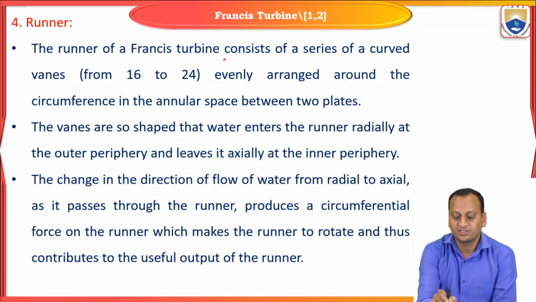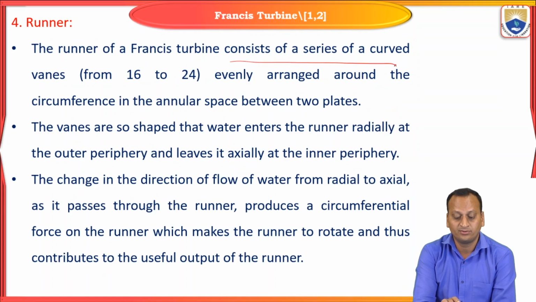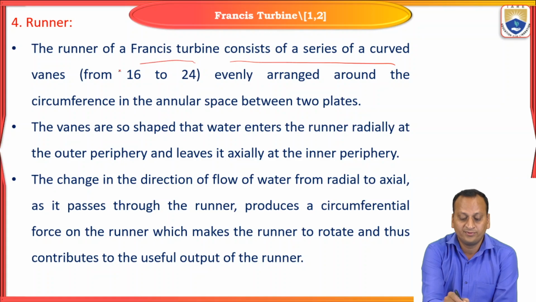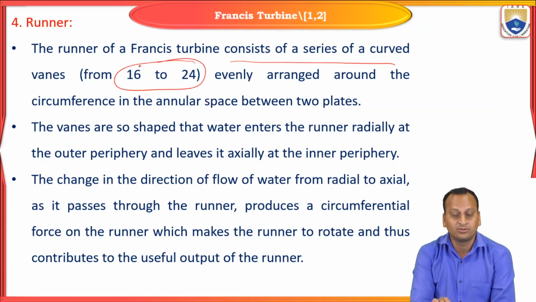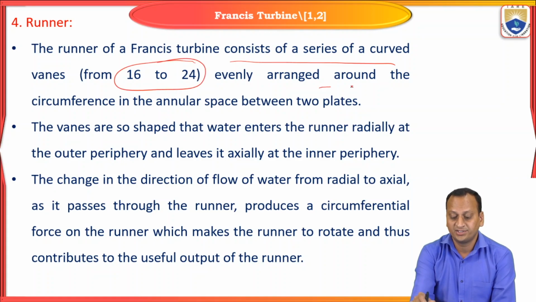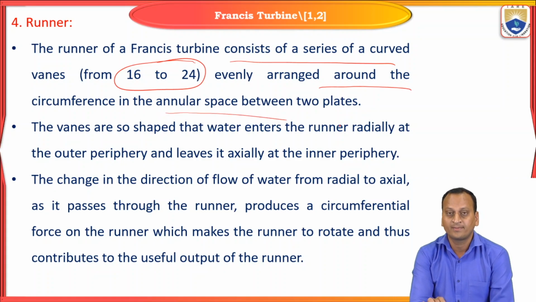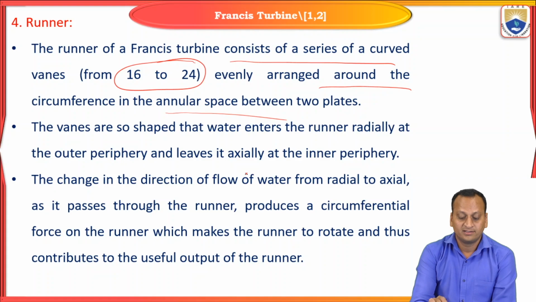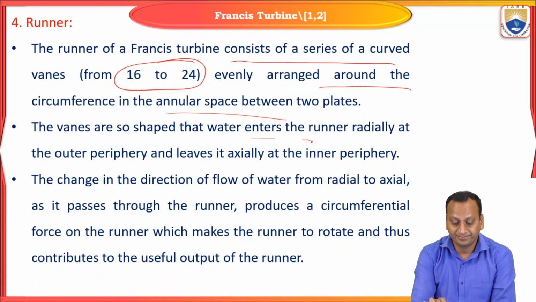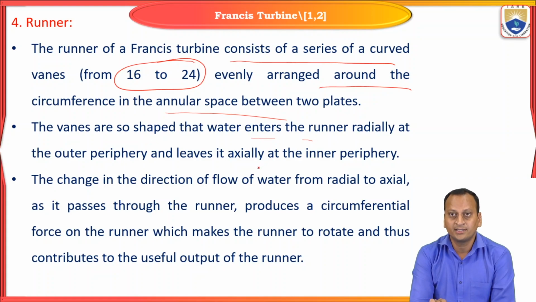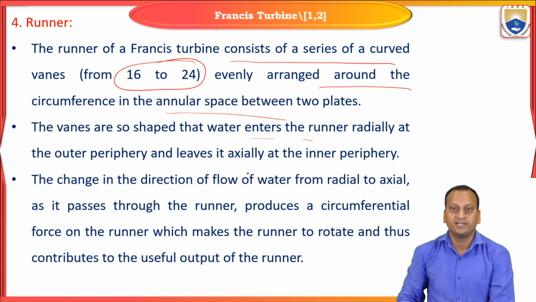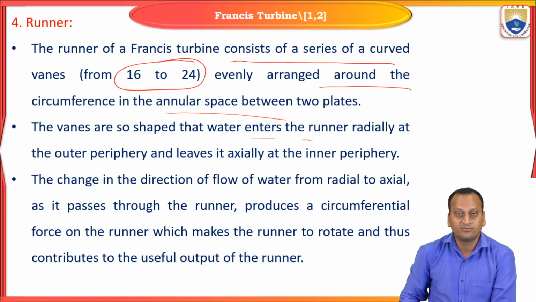Runner. The runner of a Francis turbine consists of a series of curved vanes. The number of vanes on a runner will be 16 to 24, evenly arranged around the circumference in the annular space between two plates. The vanes are so shaped that water enters the runner radially at the outer periphery and leaves it axially. Therefore, it is a mixed flow reaction turbine.